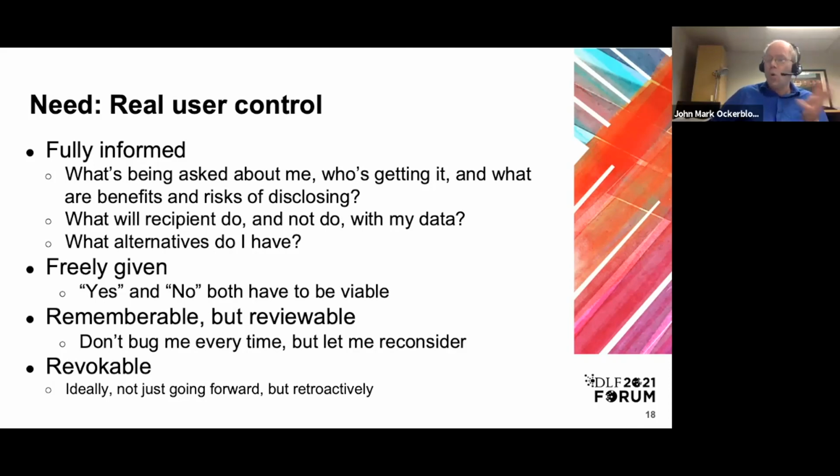You have to be able to freely say yes or no to any of this information that could be sent across to you. You want the system to be able to remember what you said before so you don't get bugged every time, but you want to be able to review your consent so you can say, "Well, actually, I've thought about it over again, and now I want to say no to this," and revoke your consent going forward. This is a rather complicated set of interactions to get right.